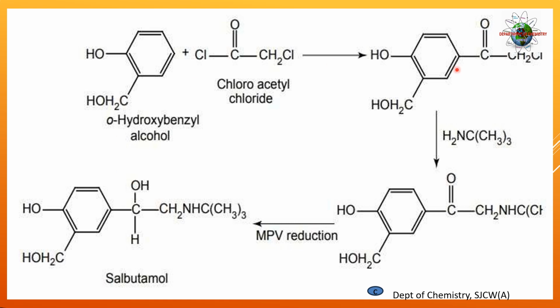All these are the steps involved in this mechanism. The first step undergoes electrophilic substitution. In the second step, there is a liberation of hydrochloric acid when you react intermediate 1 with the tertiary butylamine. Finally, the final step undergoes MPV reduction, which gives the salbutamol structure. That is the first method of preparation of salbutamol.